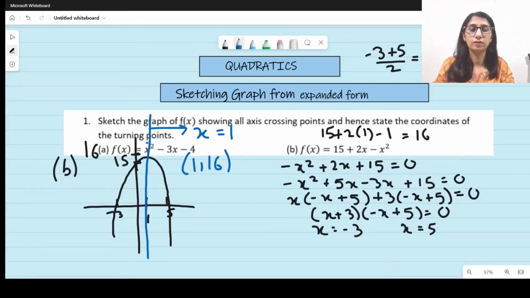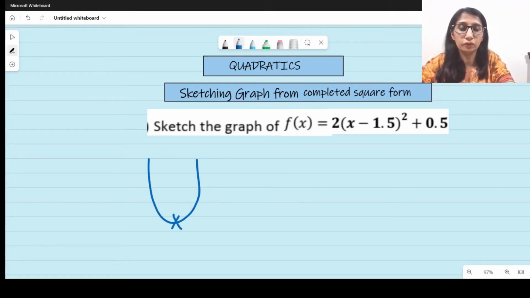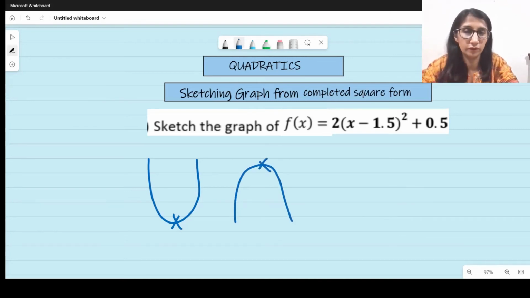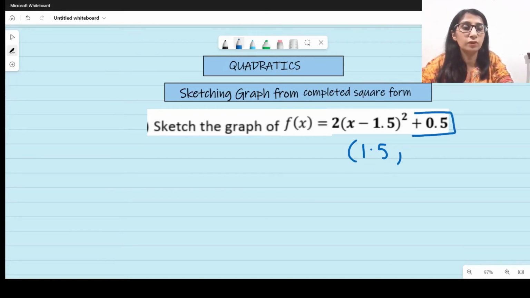Okay, now let's do sketching graph from completed square form. All right, so this is the question. We have to sketch the graph of f(x), where f(x) is in completed square form. The first thing you should do is state the turning point of the graph. This is the turning point, depending on whether it's a parabola or inverted parabola. The turning point is always found by equating this to 0. So x is equal to 1.5.